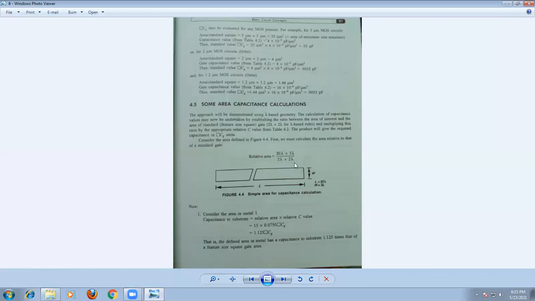What is the standard gate area of the transistor? 2 lambda into 2 lambda, right? L is equal to W. So 2 lambda into 2 lambda. So what is the actual area of the layer? L into W, so there is 20 lambda into 3 lambda.